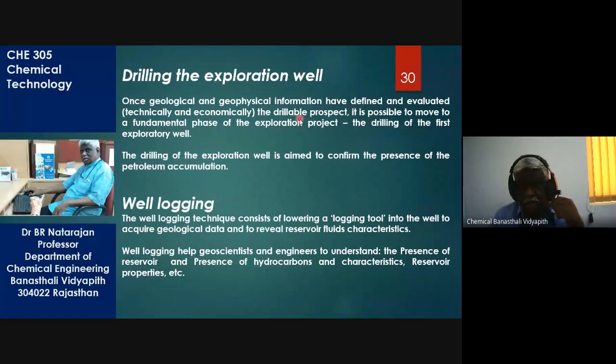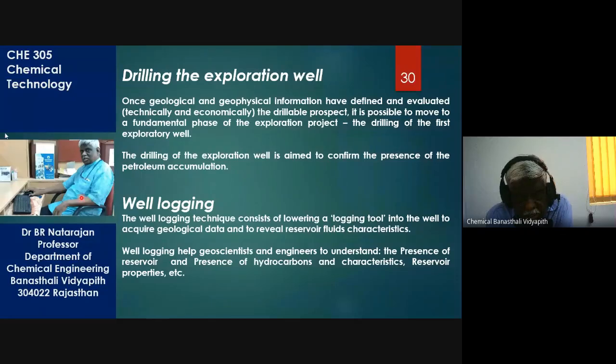Then comes drilling the exploration well. Exploration well means trial, like a trial run, right? So once the geological and geophysical, in short G and G, information is available, a go-ahead is given for a trial drilling well, right? The drilling of the well is aimed to confirm the presence of petroleum accumulation, just to prove that yes, it is there or not.